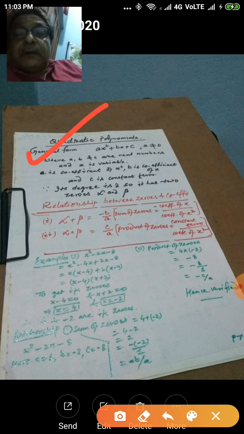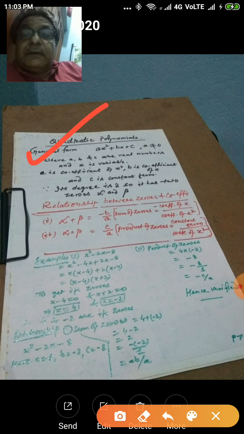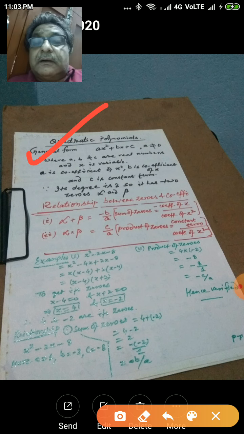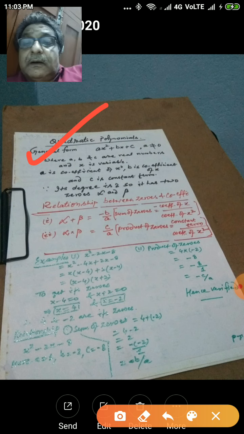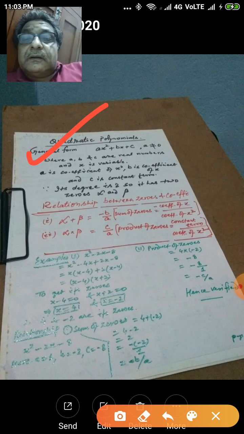Okay, now a, b and c are numbers from real number family, so we say a, b and c are real numbers, and a is coefficient of x square, b is coefficient of x, and c is constant term. These things you have read in your earlier classes 8 and 9. So this is the introductory part about the quadratic polynomial. Since it has degree 2, quite naturally it is equal to the number of zeros in it. So degree 2 means it has two zeros named alpha and beta.